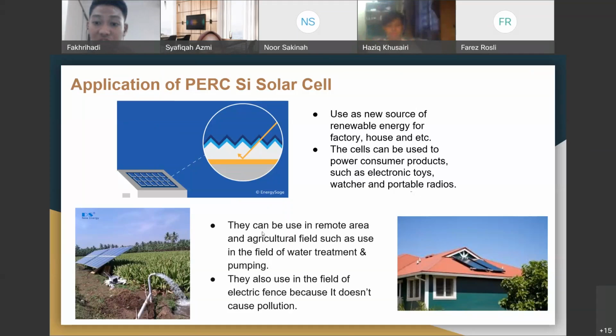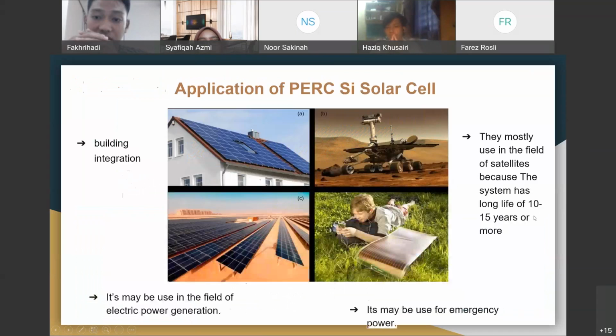Silicon solar cells can also be used in remote areas and agriculture. As you can see in the left side image, a water treatment pumping field in China uses solar cells. It can also be used for electric fields because it doesn't cause pollution, so it doesn't affect our environment and global warming. So the next slide. Application of silicon solar cells in building integration, like other applications in a new country like China.